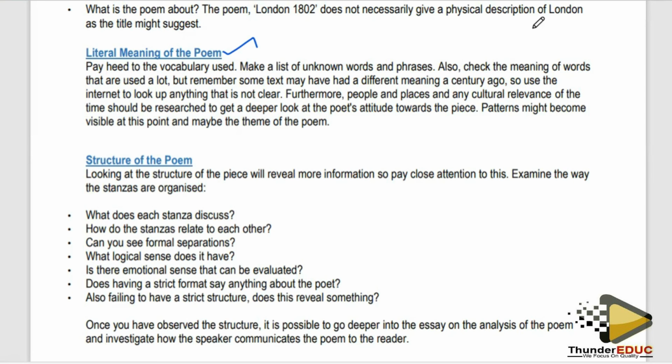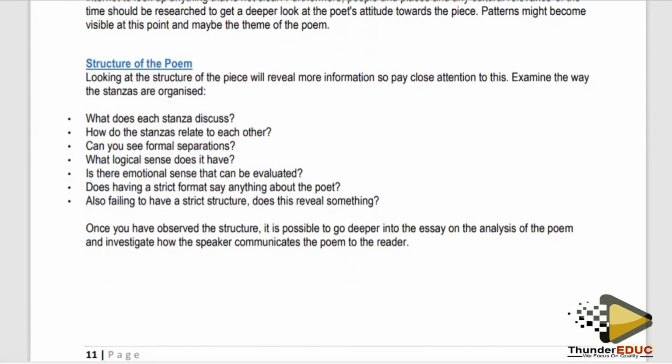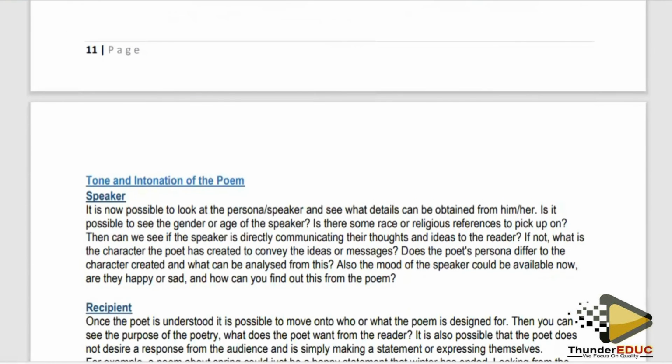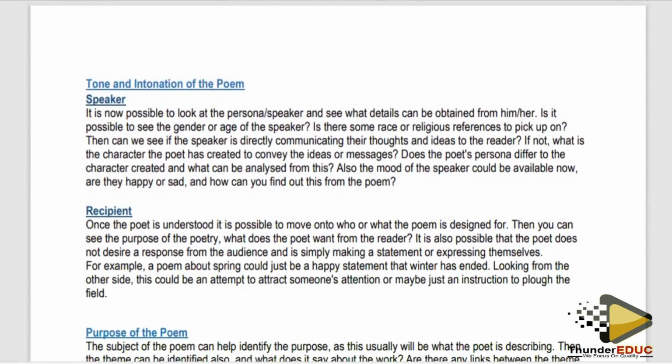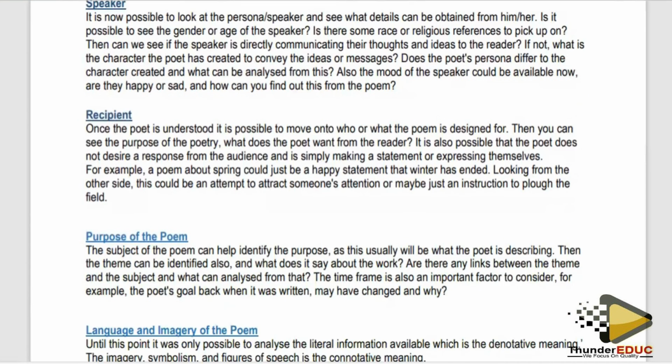Also, failing to have a strict structure, does this reveal something? So these are the things that we must be able to identify. So let's make sure that when we're studying our poem, we remember these things. So as a result, let's go to the purpose of the poem. I'm going to the purpose of the poem next.